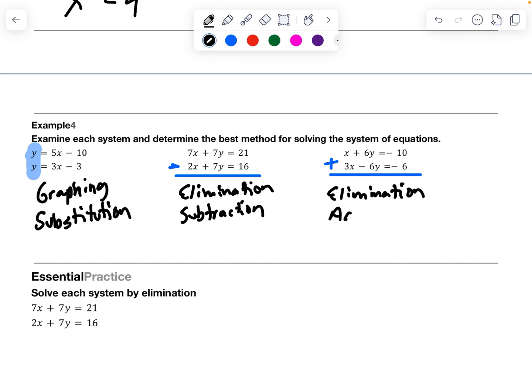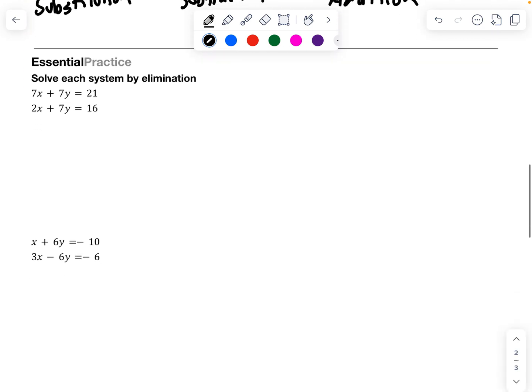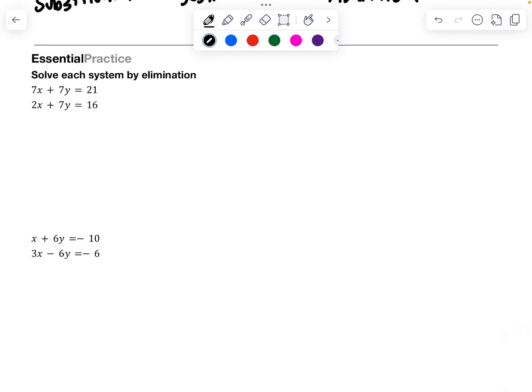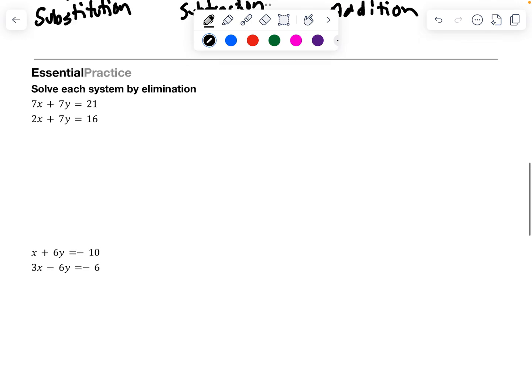Okay, now we're to essential practice. So essential practice is your practice. What I would like you to do is hit pause, solve both systems, come back and watch me solve them to see if you did that right. Okay, be a good student, do it, try it, and then come back.